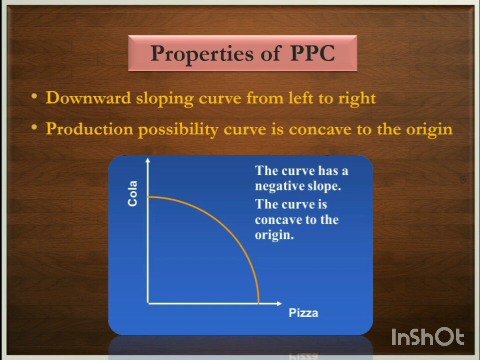Second, the shape of the production possibility curve is concave to the origin. A concave downward sloping curve has an increasing slope. The slope is the same as MRT, marginal rate of transformation. So, concavity implies increasing MRT, an assumption on which the PPC curve is based.